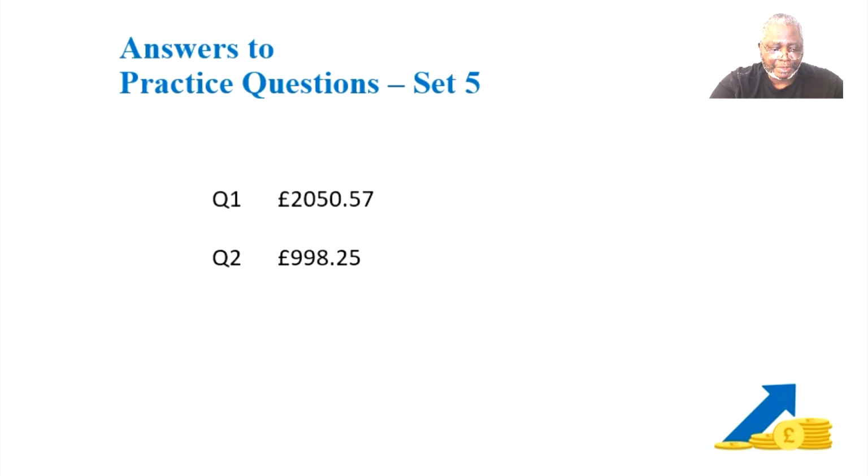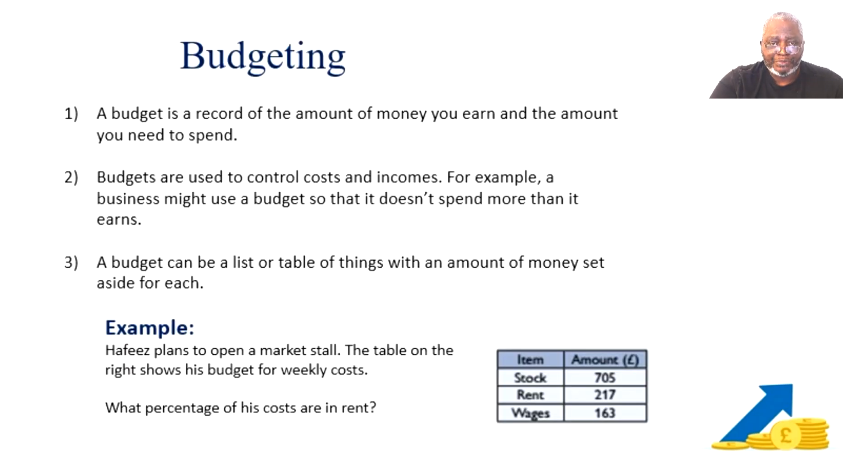Question 1, £2,050.57. And question 2, £998.35. When you're in business, you have to budget, and even at home you have to budget to make sure you're able to manage the money you're earning. What is going out, your expenditure, and what's coming in, your income.